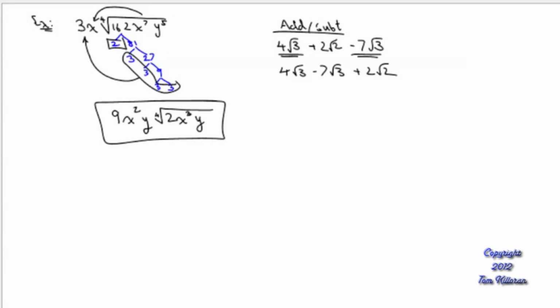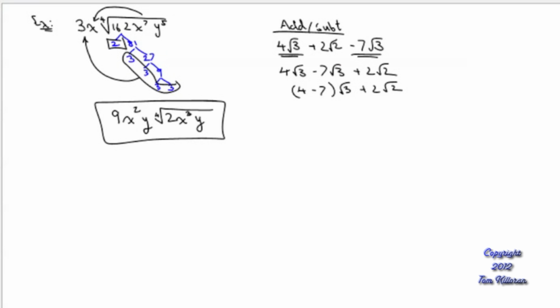And once you say like terms, what property is that? Commutative only switches order. Associative deals with parentheses, grouping. There's no grouping here. It's identity. It is not identity, because there's no 0, there's no 1. Distributive property. They have something in common, the square root of 3. So what do I do with the square root of 3? Kick it out. So when you kick it out, what's left behind is, well, it's going to be 4 minus 7.